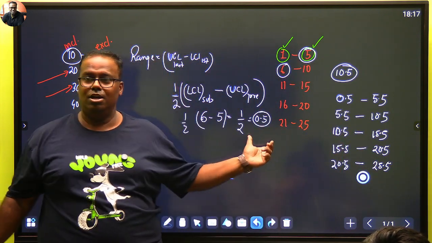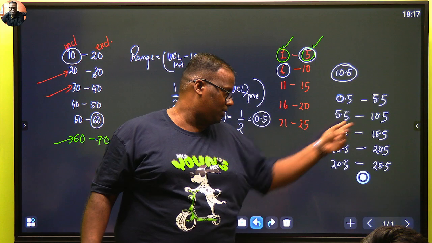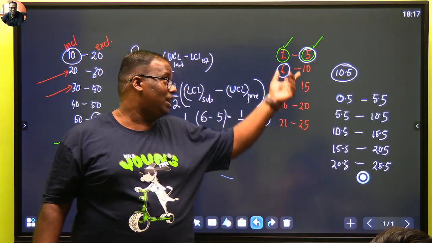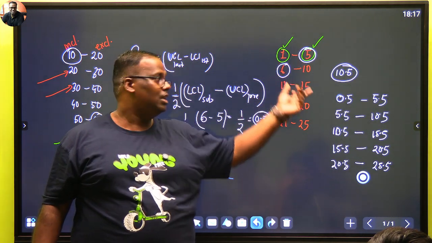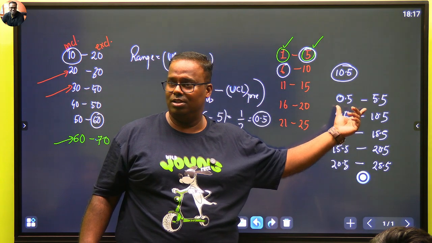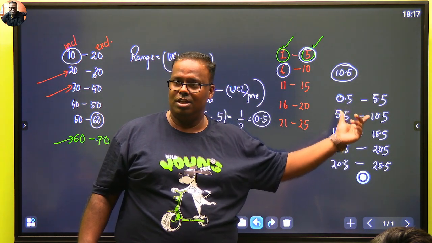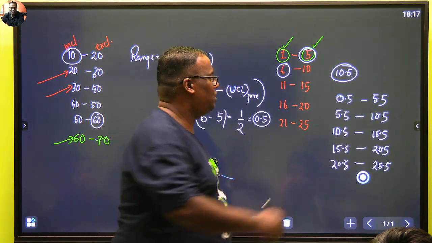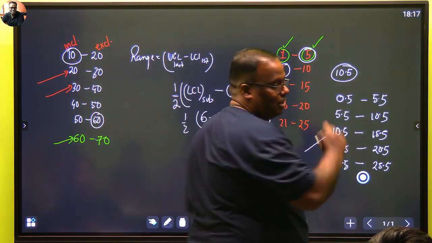Discontinuous data became continuous. It became continuous. पहले भी क्लास इंटरवल कितना था? 5. अब भी क्लास इंटरवल कितना है? 5. चेंज नहीं हुआ है. Have you seen? Now our score was how much? 10.5. अब 10.5 को इस क्लास में भी.